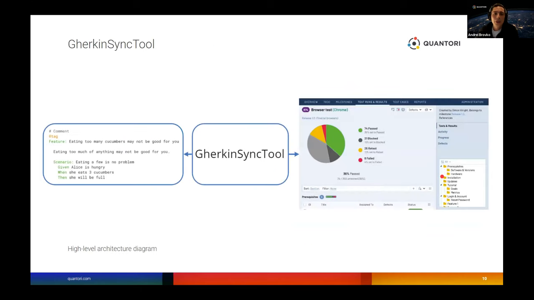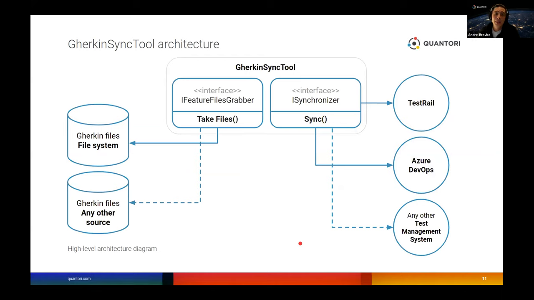And here is the slide which describes what the Gherkin sync tool actually does. It takes the scenario from the file and puts it into TestRail. Then we create a test run and have such a beautiful report. And here is a quickly simplified architecture schema. It's based on interfaces, I'm not going to deep dive here. But the main idea is that because of the interfaces, you could implement your own test management system, not only Azure DevOps and TestRail, you could add any other system.